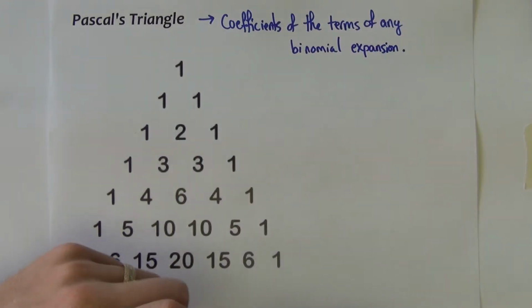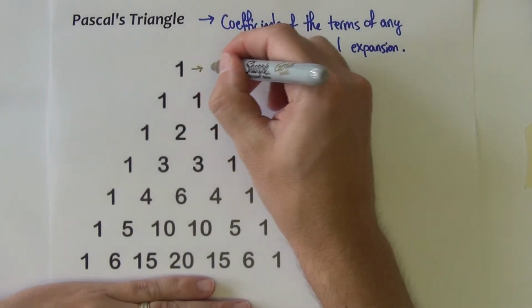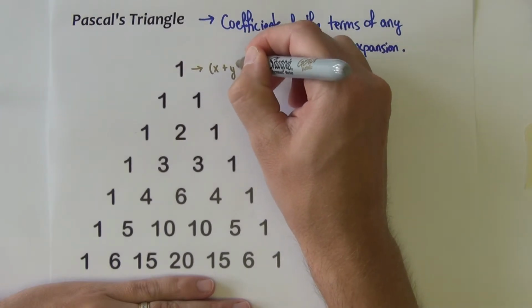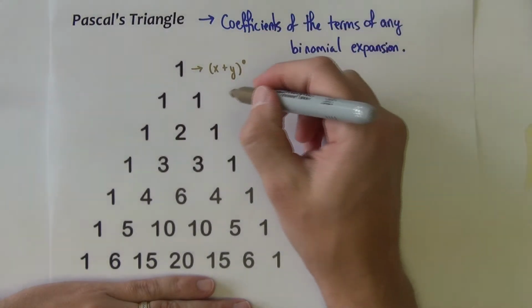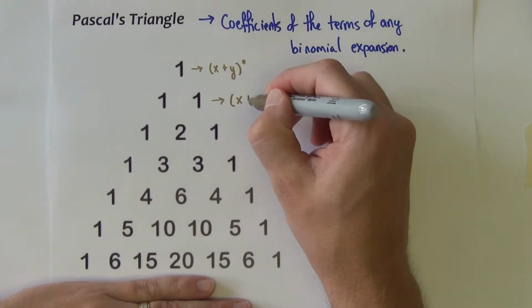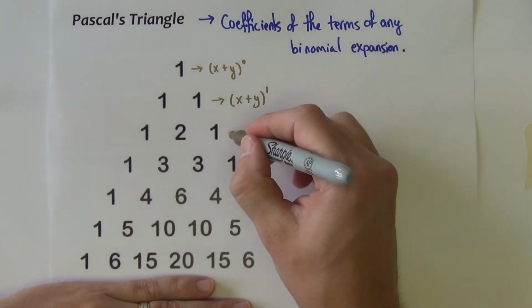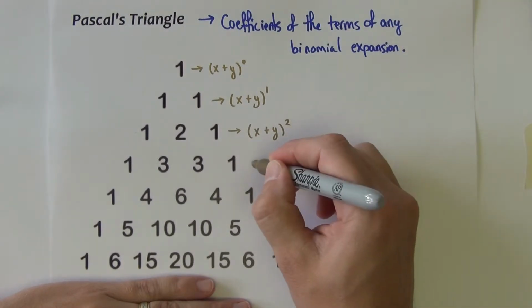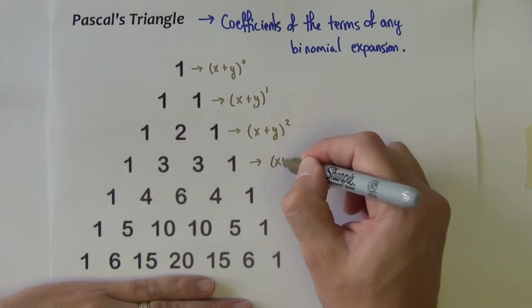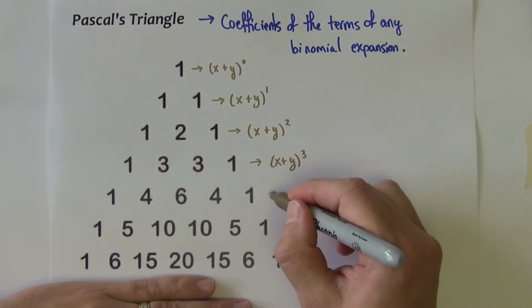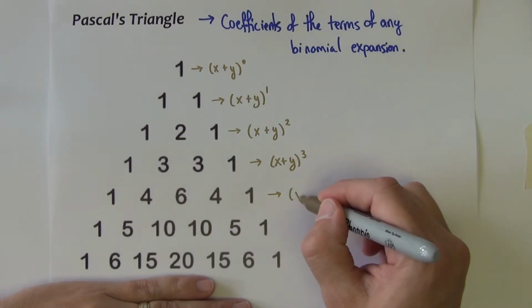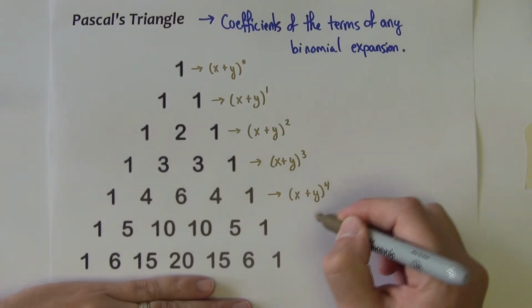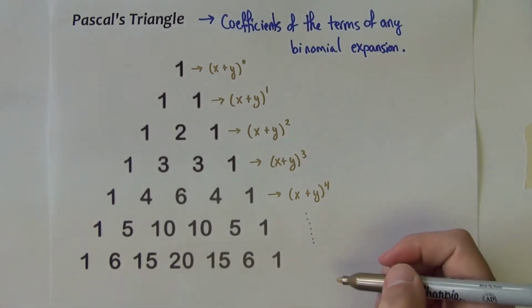Okay, pretty convenient for us, to be honest. All right, so the coefficients are this. The first row is used for x plus y to the 0. The next row is used for x plus y to the first. Next row is used for x plus y to the second. Next row is for x plus y to the third. Next row is for x plus y to the fourth, and so on and so forth.